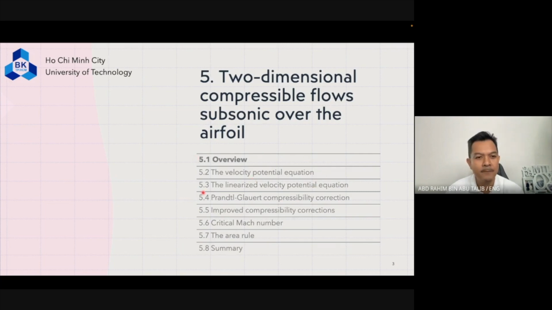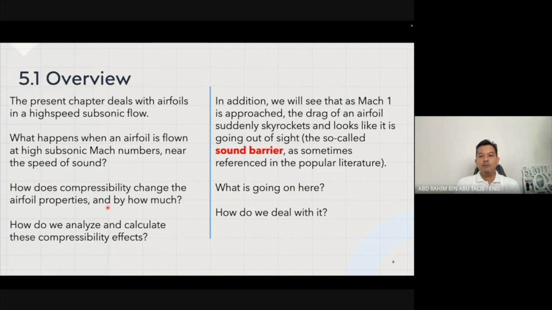Bear in mind that it is quite theoretical, right? The topic that we are going to go through today is quite theoretical. The examples will be given next week for 5.4 and so on. Before we go any further, it's best to look into the overview. What is actually this particular chapter or topic all about?